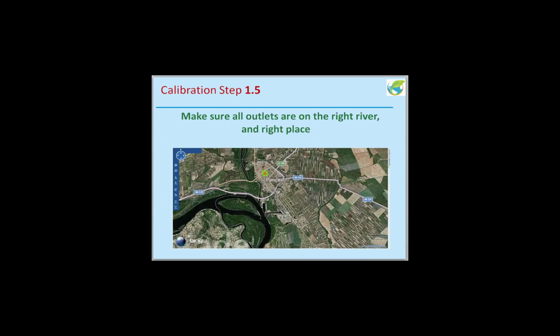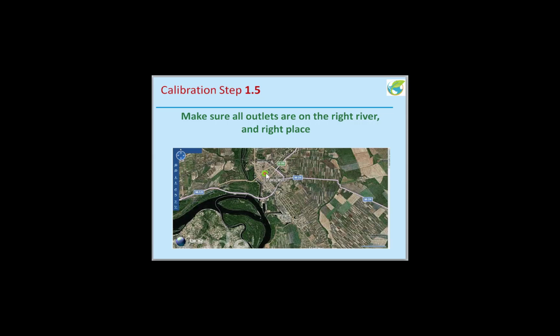Next, in step 1.5, check if the measured outlets are on the right river. Very often, outlets are put on the wrong river because their coordinates are not very accurate. Make sure they are on the right river. This outlet was initially put on a tributary of the Danube.